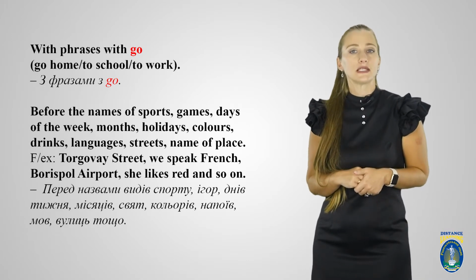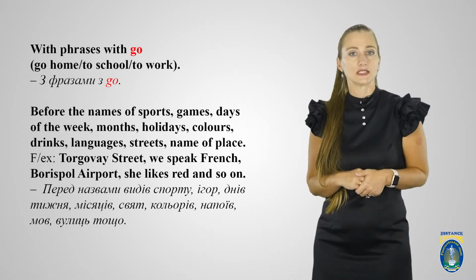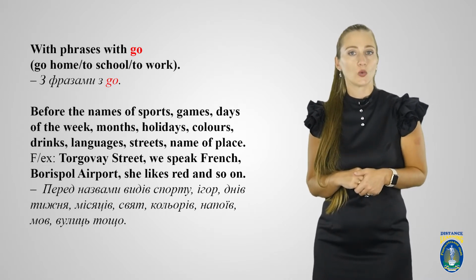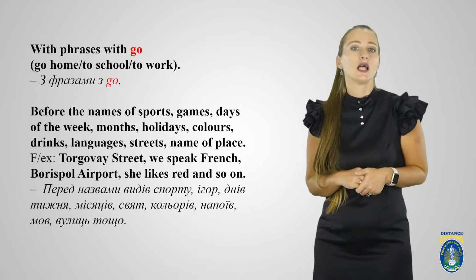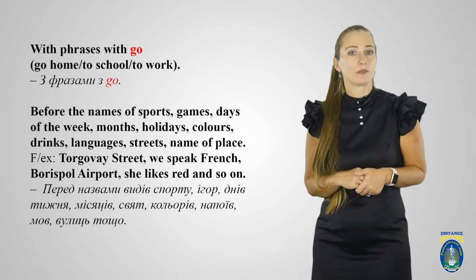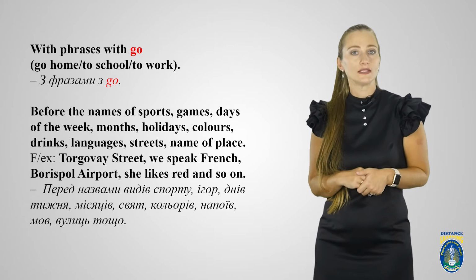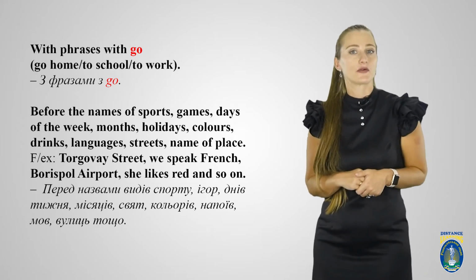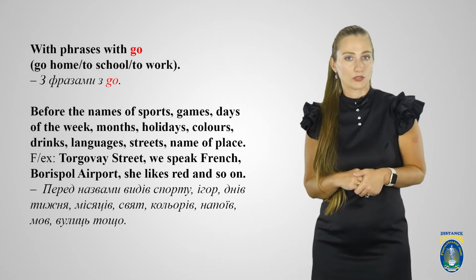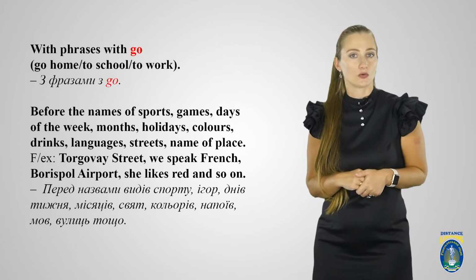Before the names of sports, games, days of the week, months, holidays, colors, drinks, languages, streets, names of places. For example, Torgova street. We speak French. Boryspil airport. She likes red, and so on.